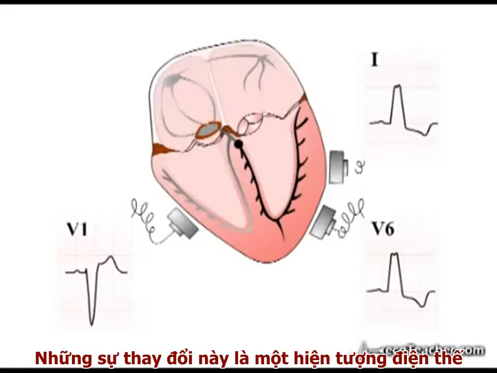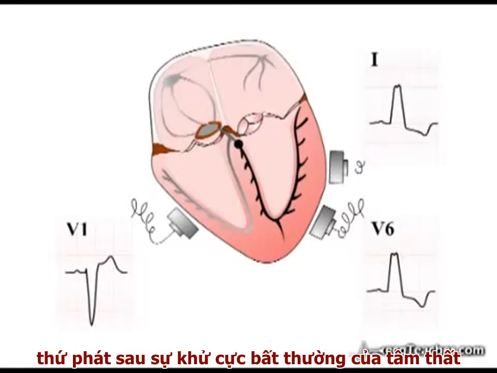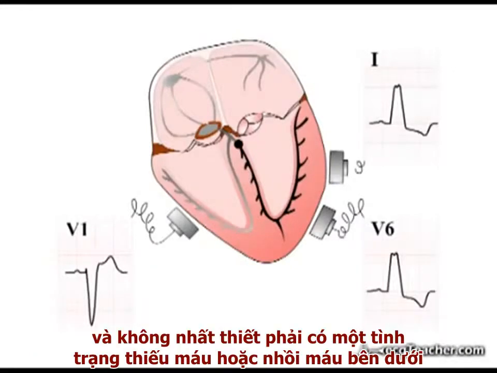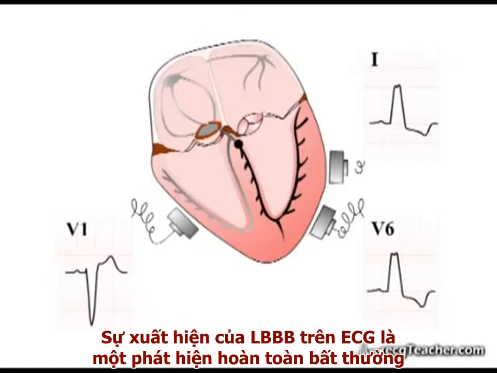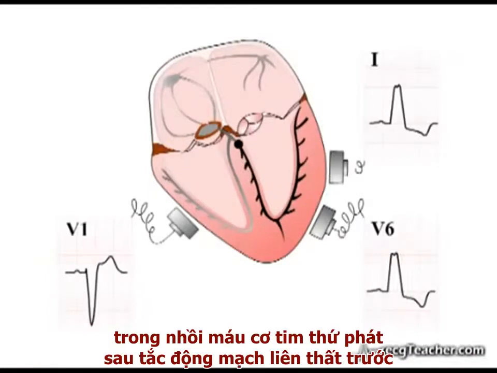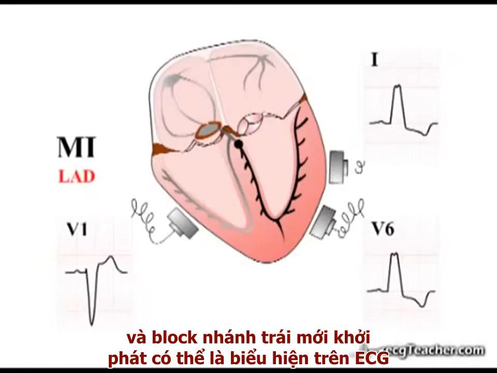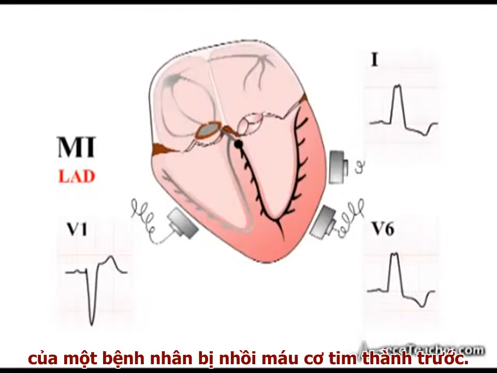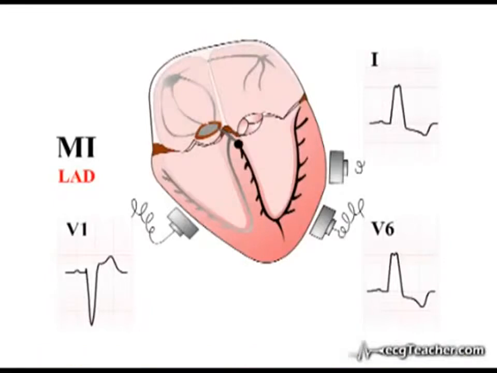These changes are an electrical phenomenon secondary to the highly abnormal pattern of ventricular depolarization and do not indicate underlying acute ischemia or infarction. Block on an ECG is a highly abnormal finding. Significant damage to the left bundle branch is commonly seen in infarction secondary to obstruction of the left anterior descending artery. A new onset left bundle branch block may be the presenting ECG abnormality in a patient with anterior MI.